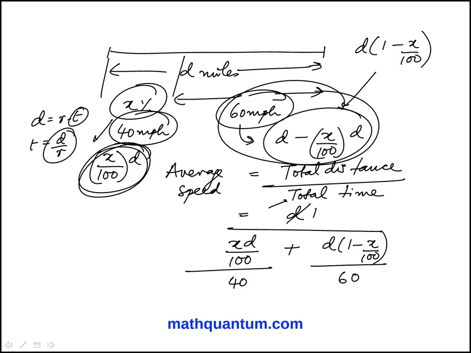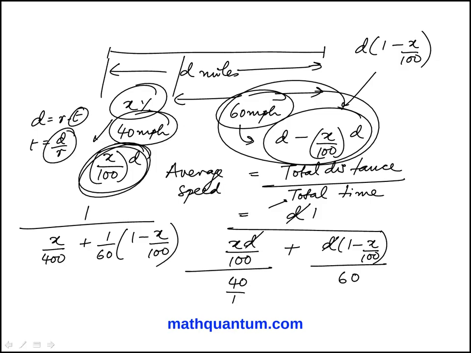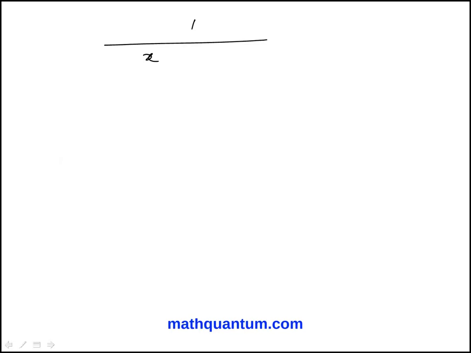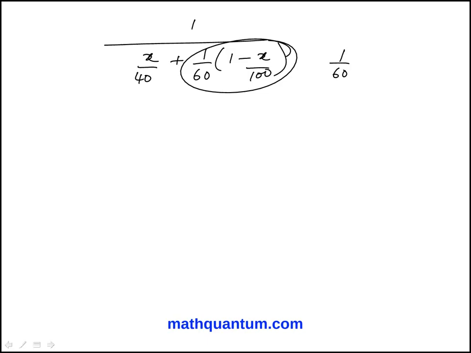I know the d's are going to cancel out, because you see the answers don't have any d in them. So that's the expression I need to simplify, and what I'm going to do is, this is x over 400, because it's really 400 over 1, and this is 1 over 60, 1 minus x over 100. So I just have to manipulate that expression, which is x over 400 plus, I'll rewrite this piece as 1 over 60, 100 minus x over, well, this is 100 here.